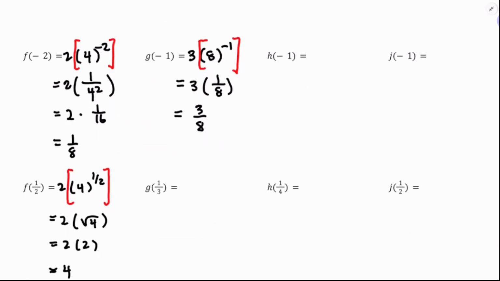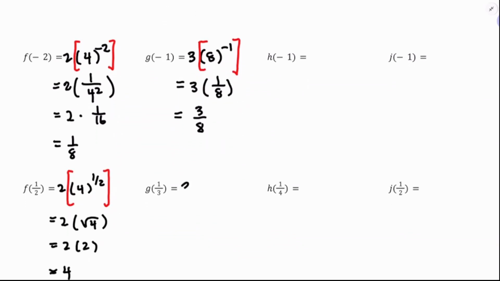G of 1/3 is going to be 3 times 8 to the 1/3 power. Okay, the 1/3 power, that's going to be the cube root. Right, 3 times the cube root of 8, and that's going to be 3 times 2, which is 6.